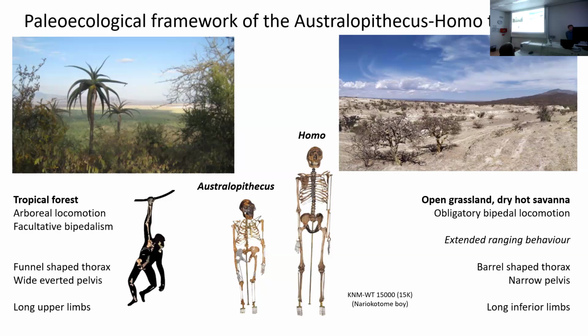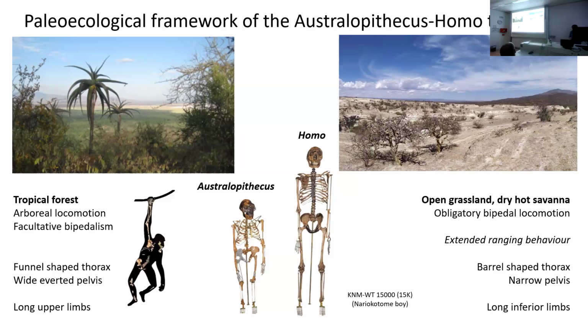Australopithecus is adapted to arboreal locomotion as well as to facultative bipedalism. And in the context of these locomotion patterns, the few skeletons that are reconstructed suggest that the upper part of the thorax is relatively narrow, which provides mobility of the upper limbs, and the wide everted pelvis somehow holds the necessary size of the intestines in relation to plant diet. And the longer limbs are related also to this arboreal locomotion.